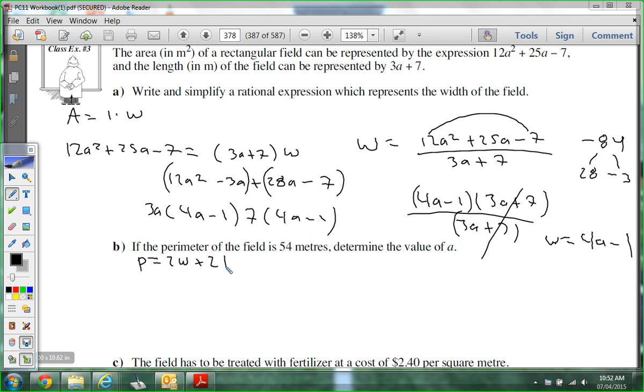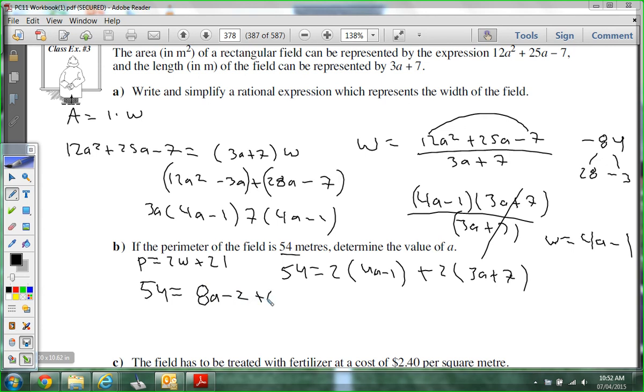Well, good news is we know what P, W, and L are, so we can plug that in. Perimeter is 54, so 54 equals 2 times the width, which we just got, 4a minus 1, plus 2 times the length, which we were given, 3a plus 7. Now you're just solving for a, just doing algebra. We're going to distribute the 2's and get your like terms together. So here we go: 54 equals 8a minus 2 plus 6a plus 14.